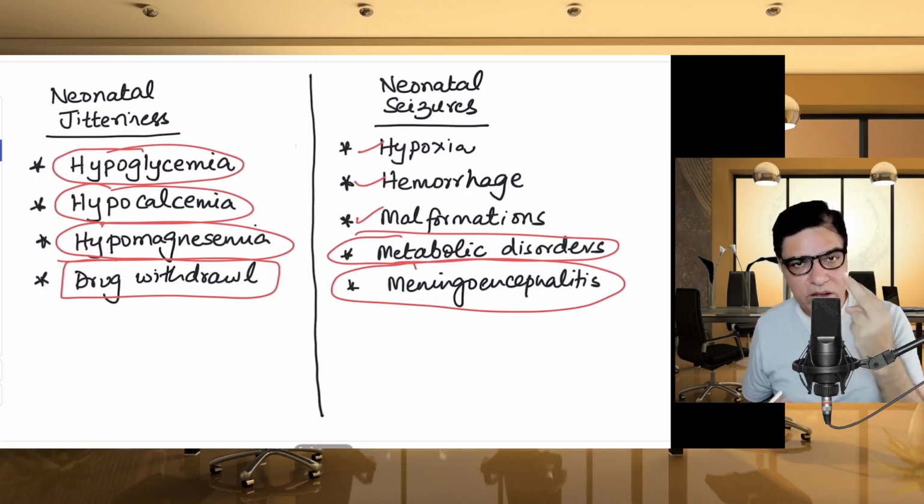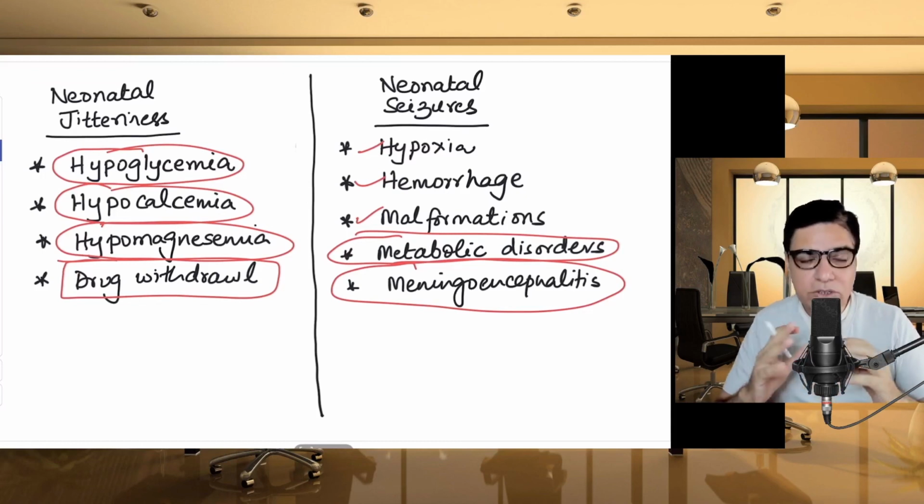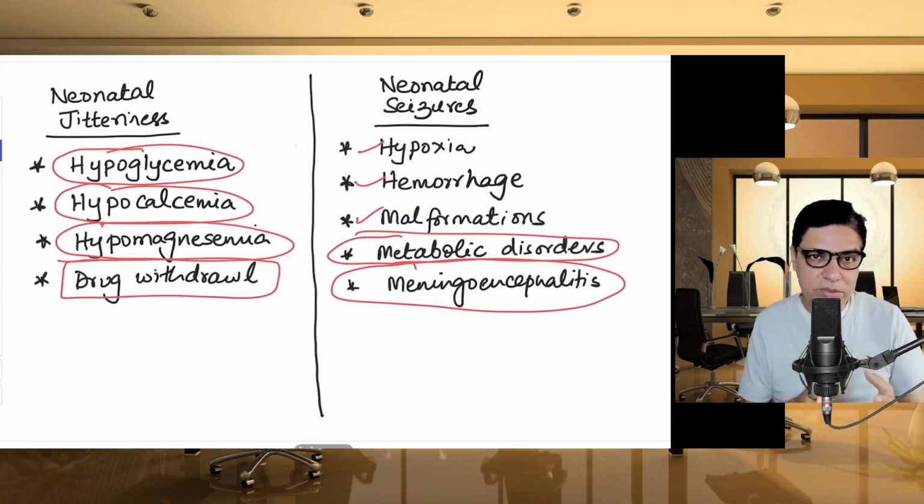So remember 2 H's, hypoxia and hemorrhage, and 3 M's, malformation, metabolic, and meningoencephalitis as important causes of neonatal seizures. So just to summarize all this, remember jitteriness and seizures are closely associated with one another as far as their appearance is concerned. But remember, jitteriness can always be stimulated, can always be stopped. Seizures, you cannot do that. In case of seizures, there is always some form of autonomic disturbances. That never happens in case of jitteriness. So that is how you can differentiate between jitteriness and neonatal seizures.